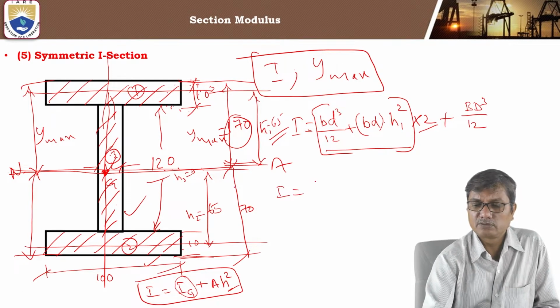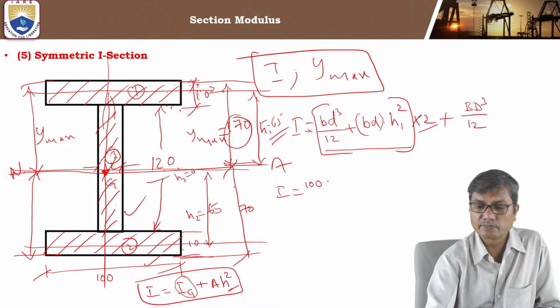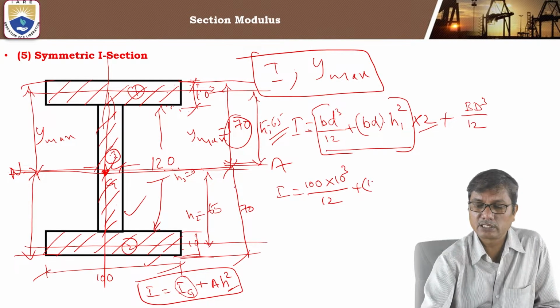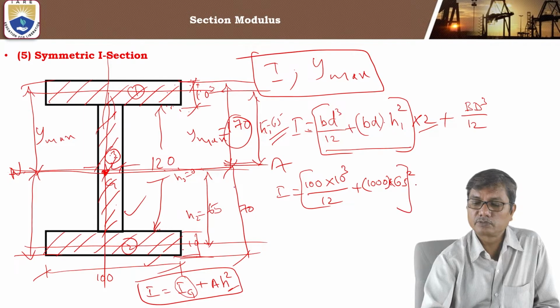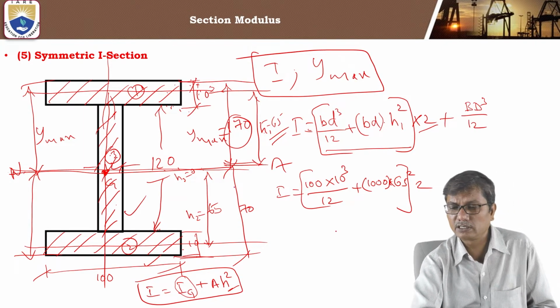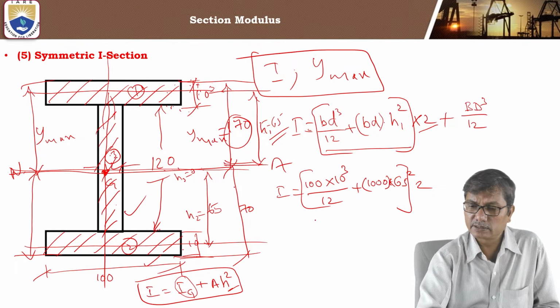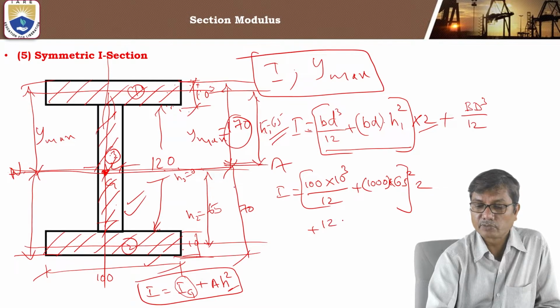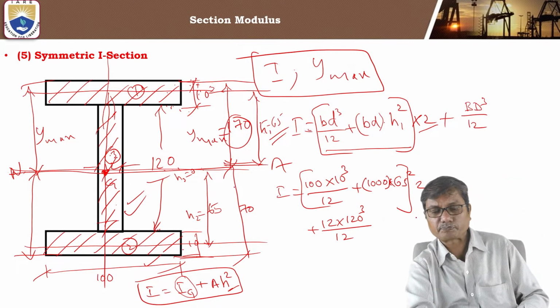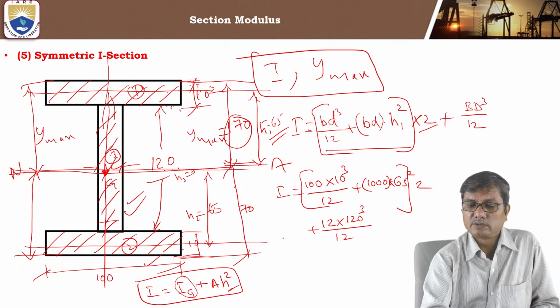Okay, so now what is the breadth of flange? 100 mm and depth of flange is 10 mm. BD cube by 12 plus BD h squared. What is BD here? 100 into 10, 1000, into h1 is 65 squared. This is multiplied by 2 because we have two flanges of the same area symmetrically placed about the neutral axis, plus for the web area, the breadth is 12 mm into d cube, 120 cube by 12, BD cube by 12. Okay, so this gives the moment of inertia of the section.